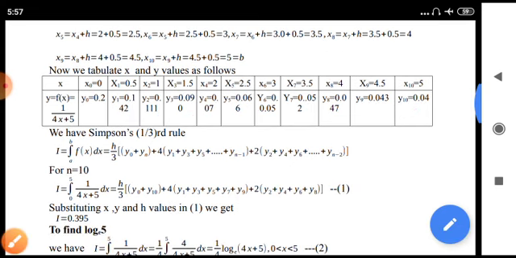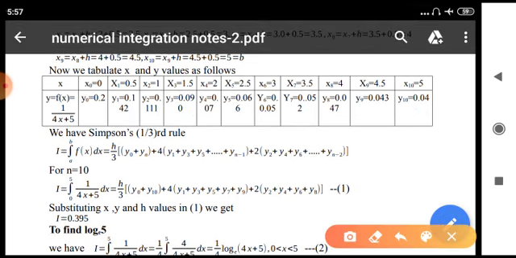Now, we have Simpson's one-third rule, which in general is given by I equal to the integration from a to b of f of x dx, which is equal to h by 3 times [y0 plus yn plus 4 times (y1 plus y3 plus y5 etc. up to yn minus 1) plus 2 times (y2 plus y4 plus y6 etc. up to yn minus 2)].